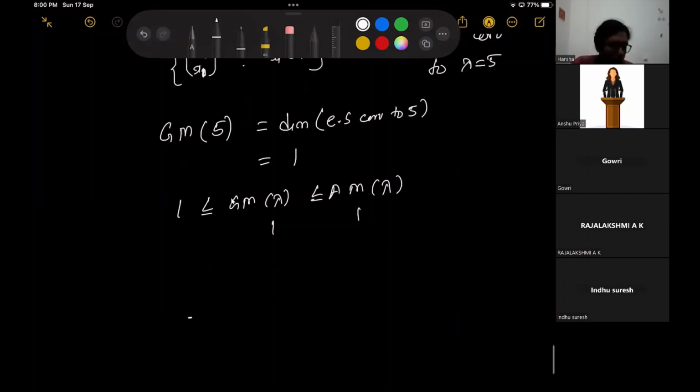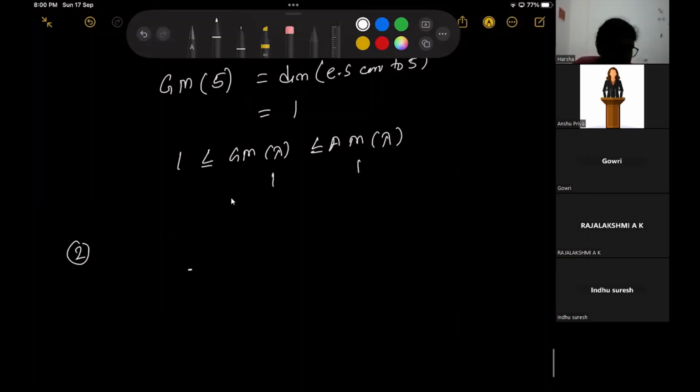So now let's go to the next problem. Let the eigenvalues of a 3 by 3 invertible matrix be lambda 1, lambda 2, and lambda 3.